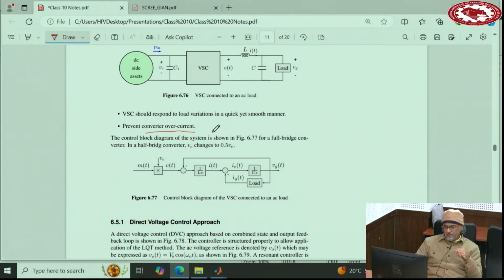Okay, the mathematical model of the system is very simple. M times Vc gives you this voltage. M is the input, which is the modulation index. And this V minus this V, which is the output voltage that we want to control, divided by this impedance gives you this current. And this current minus the load current gives you the current going to the capacitor, and the integral of the capacitor current becomes the output voltage. And this goes through the load. So this is the mathematical model of that.